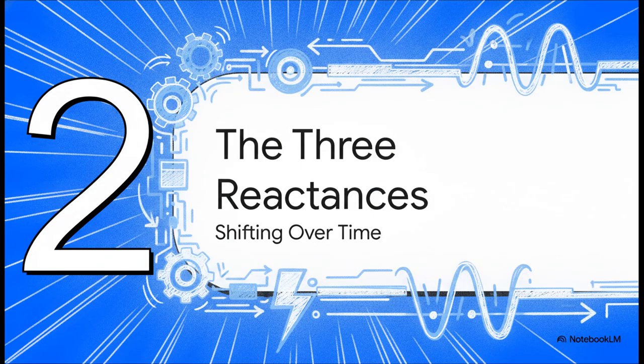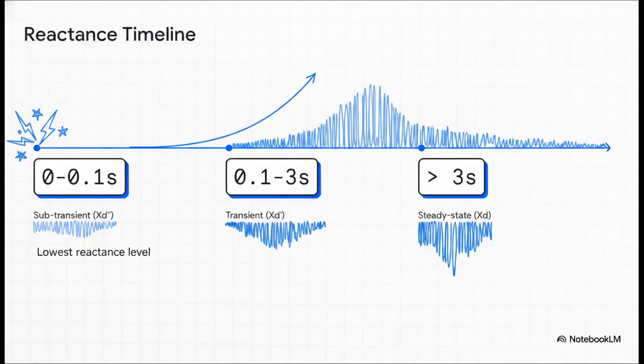Section 2, the 3 reactances. Okay, let's dive into this. Imagine a short circuit hits. If we plot the machine's response curve on a timeline, it's actually brilliant how it behaves. Looking at the time after the fault, 3 distinct horizontal lines emerge. In the very first instant, from 0 to 0.1 seconds, we are at the lowest reactance level, called the subtransient reactance, denoted as XD double prime. Moving forward from 0.1 to 3 seconds, the reactance rises to the middle level, the transient reactance, or XD prime. And finally, after 3 seconds, the machine settles into the highest level, the steady-state synchronous reactance, which is simply XD.